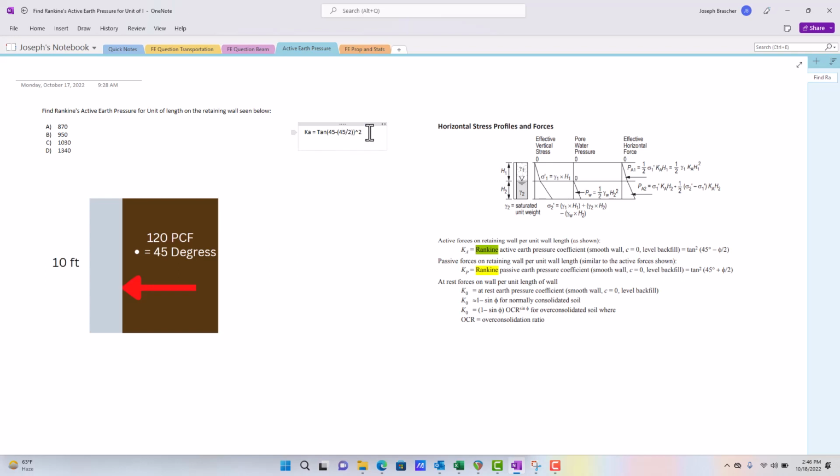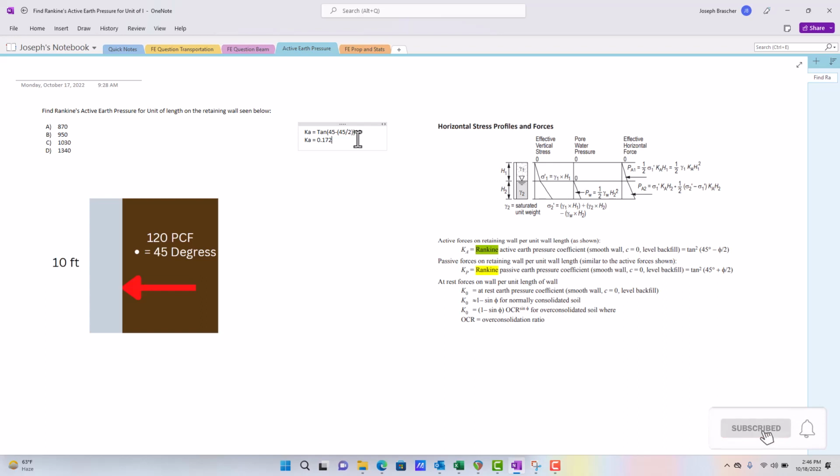And if we solve for that, I'm going to use my calculator here. It's important to have good calculator skills when taking the test. Make sure you're familiar with your calculator. And for that one, I have 0.172. That is what K sub A is going to equal.